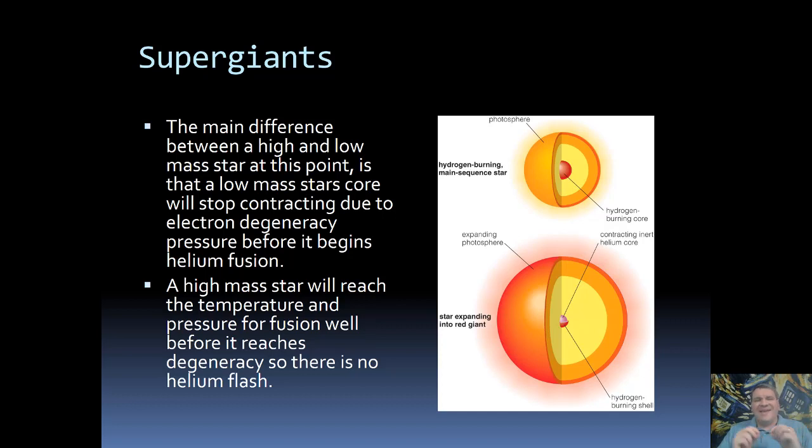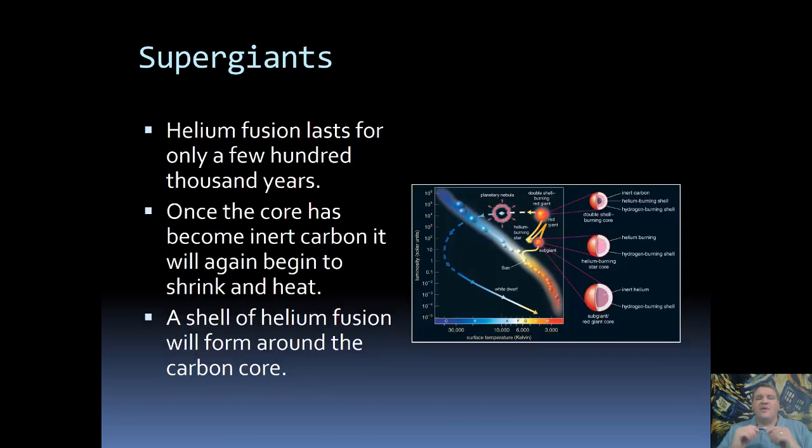That's low mass stars. In a high mass star, as the core shrinks, it naturally heats up, and it will heat up to the point to begin helium fusion before it stops shrinking due to electron degeneracy pressure, meaning that the core shrinks, heats up, begins fusion, and then will expand back out. So, in other words, there is no helium flash in high mass stars. Helium flash is something that only happens in the low mass stars. So helium fusion is going to last for a few 100,000 years, converting helium into carbon as we saw before in low mass.